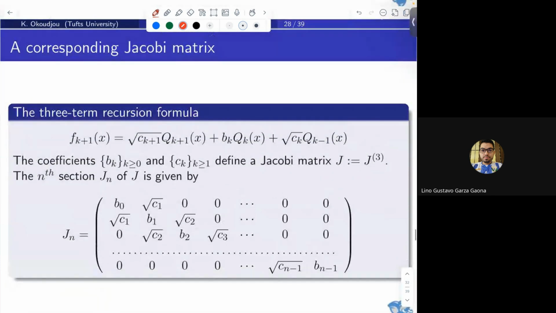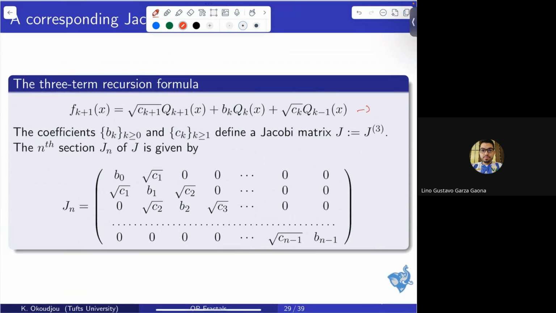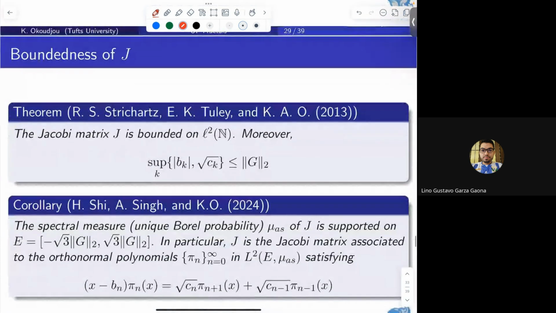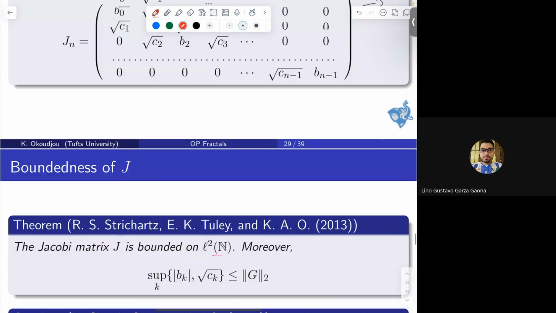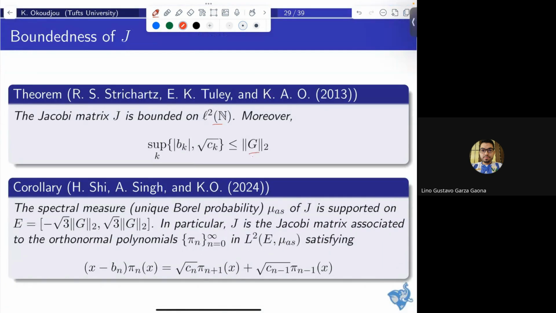What I would like to take a few more minutes to talk about is the three-term recursion formula. We know we have a three-term recursion formula, so we can get a Jacobi matrix, and I want to analyze that Jacobi matrix. The first thing to note is that the Jacobi matrix is actually a bounded operator on L2 of the natural numbers. And I know exactly what the bounds are, because the coefficients that appear in this matrix are bounded by the L2 norm of the Green function. I can estimate the L2 norm of the Green function. We have a numerical estimate that shows it is bounded by something of the order of 0.129, I think. So we have an estimate of this thing.